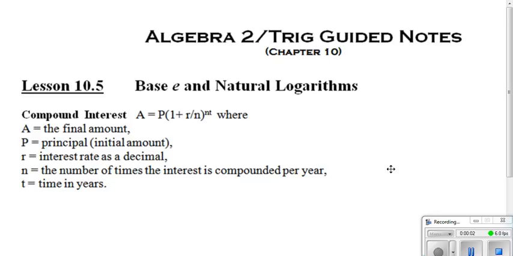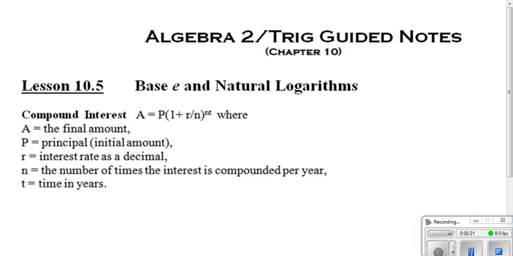Lesson 10.5 is about base E and natural logarithms. Before we get there, though, we're going to start looking at a real-life application of logarithms. And one form is finding compound interest. Now, compound interest is kind of a fancy word for what happens to your money in the bank.